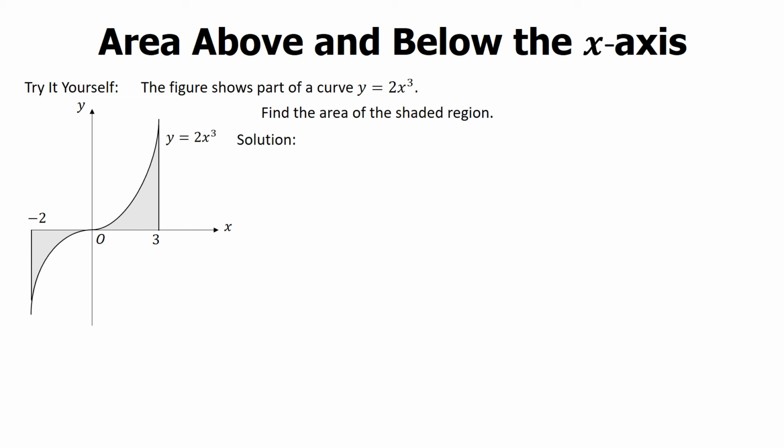Here is the solution. So first we label this region as A1 and this region as A2. So the total area of the shaded region will be A1 plus A2. Notice that A1 is below the x-axis, so we should expect we get a negative value. Therefore, it will be a modulus function here.